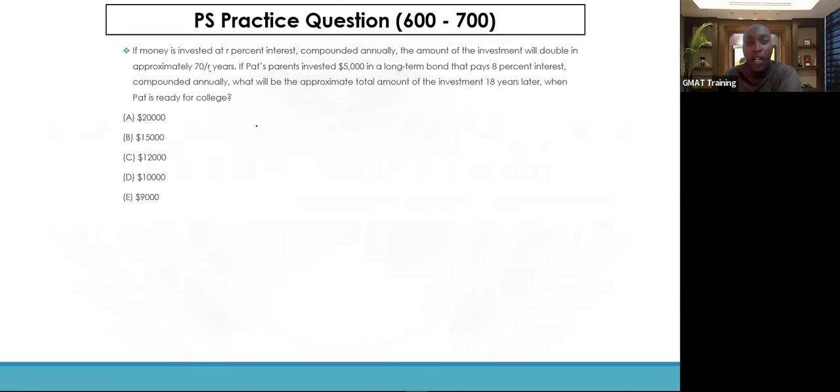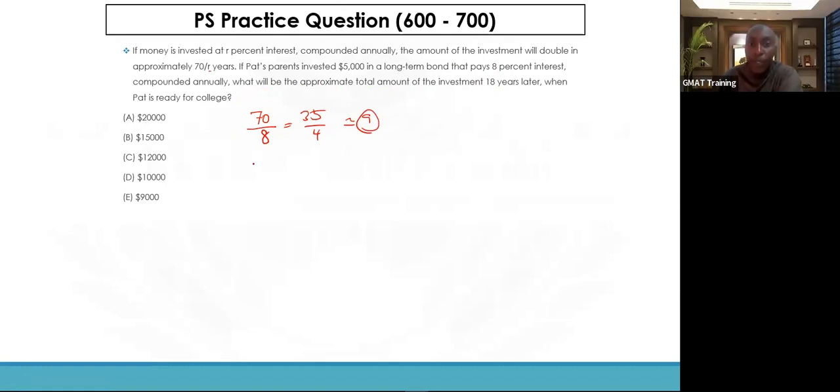If in 70 over R years the amount will double, so we know that 70 over, in our case R is 8%, divided by 8, that's 35 over 4. That's approximately 9, all right? So in 9 years, the amount will double. What about 18 years later?